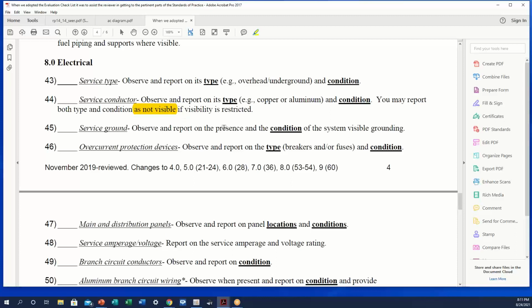There it is. Visibility is restricted. See, that's what I like to say. Visibility is restricted because it's buried in the ground. Okay, it's a foggy day. I can't see it.